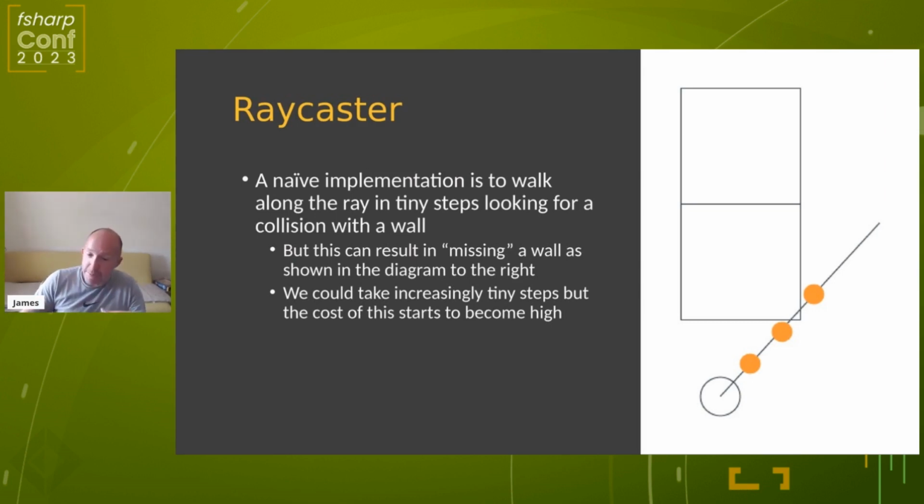You could take increasingly small steps, like infinitesimally small steps, but then the cost of doing that would be astronomical. And Wolfenstein ran on a 386, which is utterly puny compared to what we have now. So that doesn't really work.